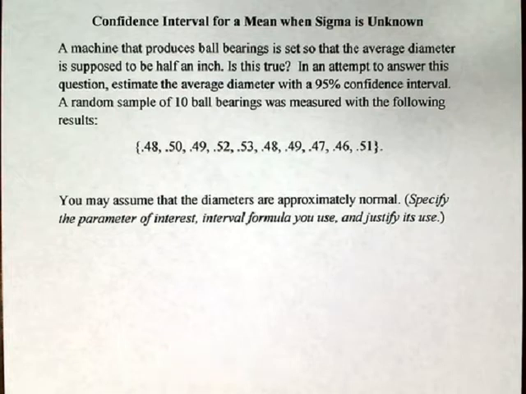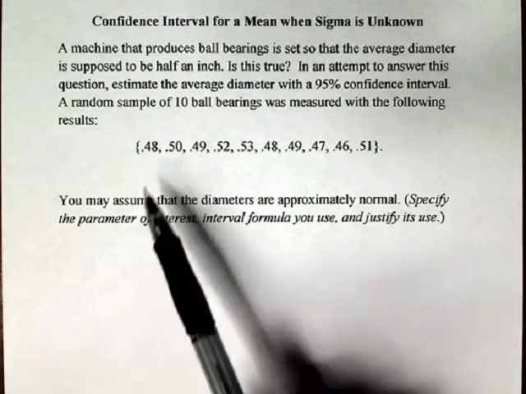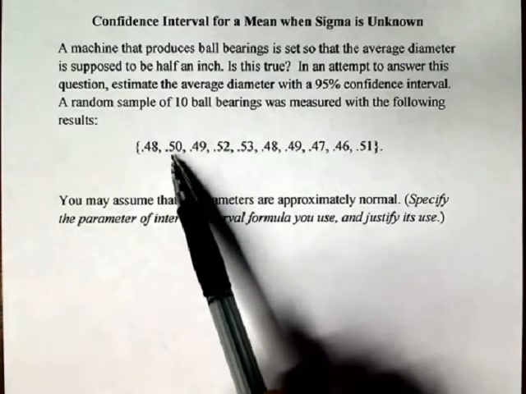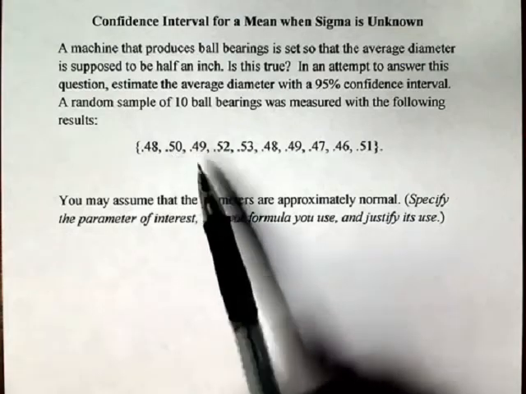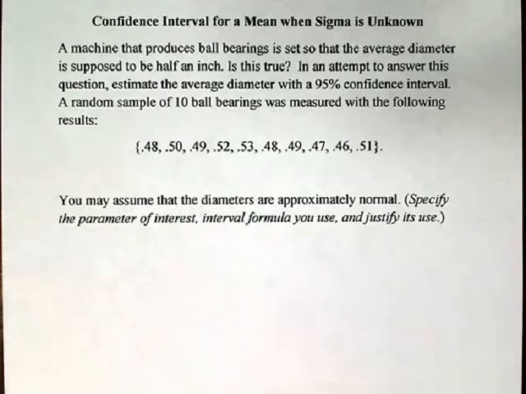Okay, the data here is a random sample of 10 ball bearings, and we get the following diameters. So the first ball bearing had a diameter of 0.48 inches, the second had a diameter of 0.5, the third had a diameter of 0.49, and so forth. And so these are the diameters of 10 ball bearings that have come off the machine. And we want to say something about the average diameter of all the ball bearings that come off the machine.